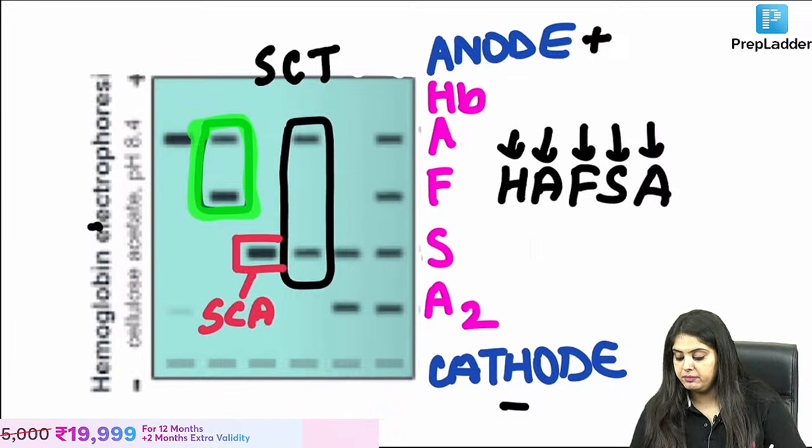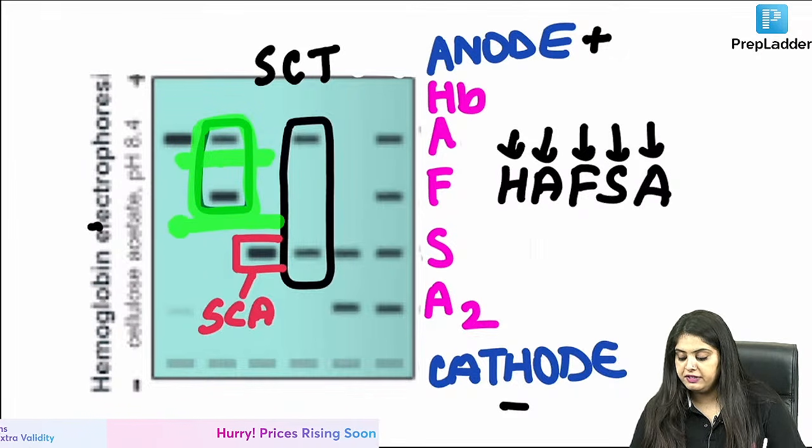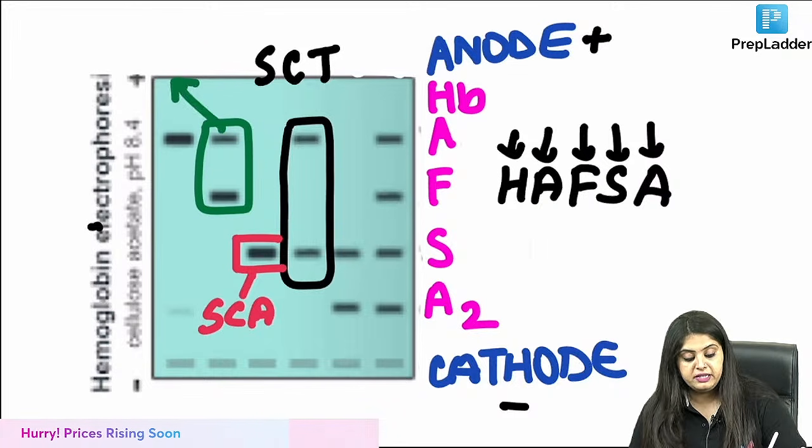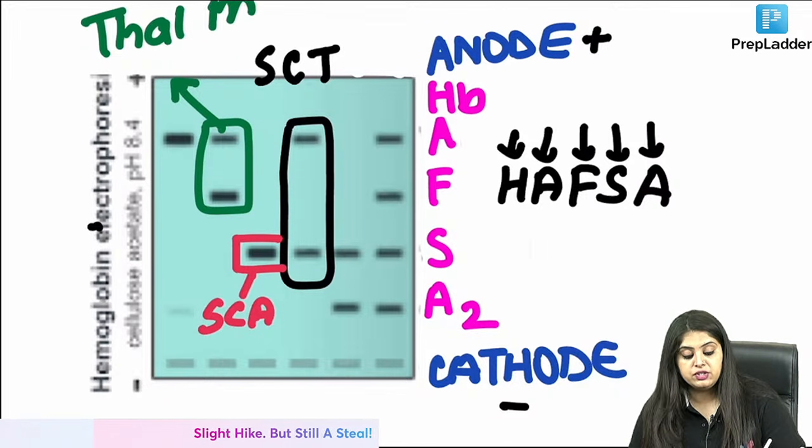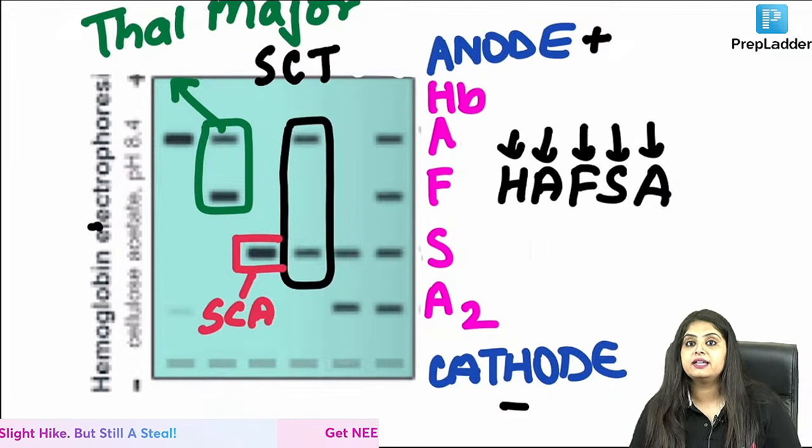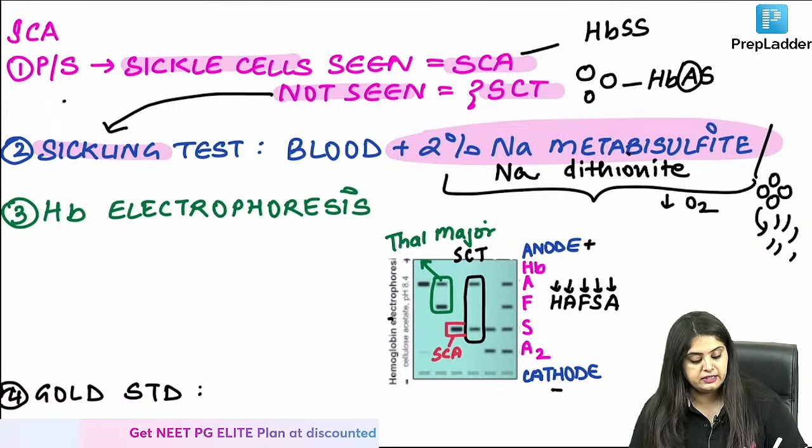But what else could it be? Adult hemoglobin and a lot of fetal hemoglobin. Yes, this could be a case of thal major. In thal major patients, you can get fetal hemoglobin. So just one small little thing over here.